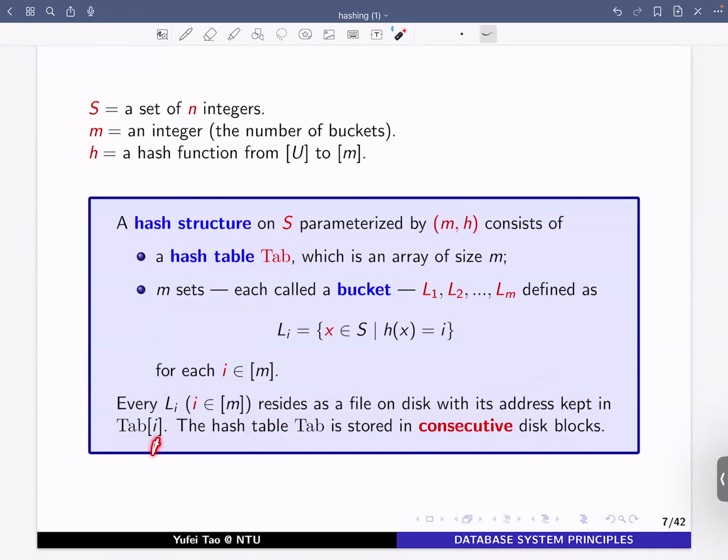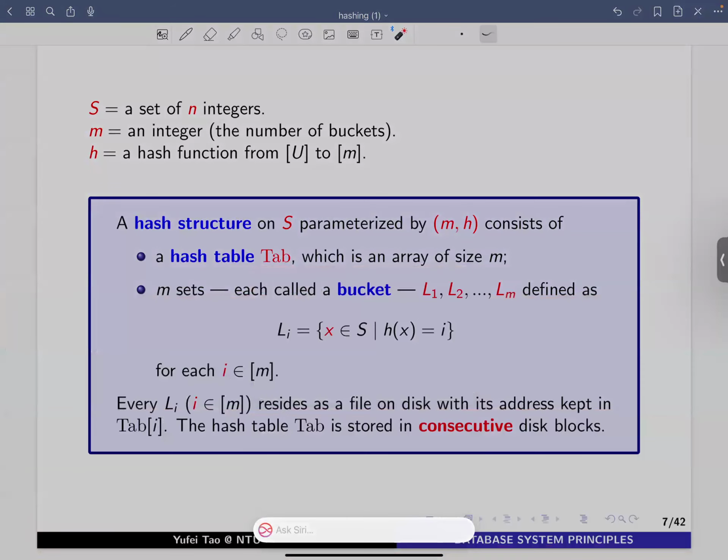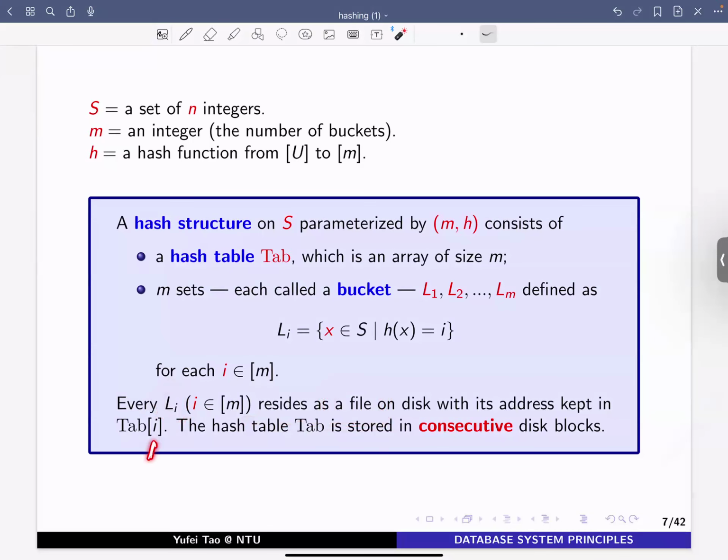So as long as you give me i, you can go to the ith position of this array to fetch the address of its file. Okay, so let me emphasize this is an array, and this is still stored on the disk. But how do you store an array on the disk? Well, this is done by storing the hash table using consecutive disk blocks. Consecutive, all right. Just like in the internal memory, you want to store the cells of the array consecutively. Okay, so here, same thing on the disk.